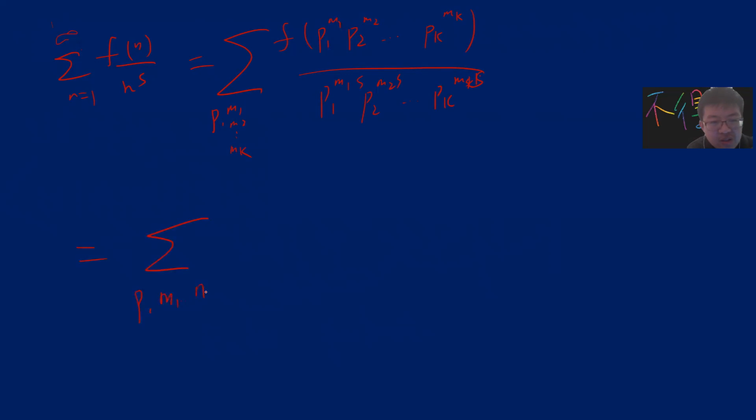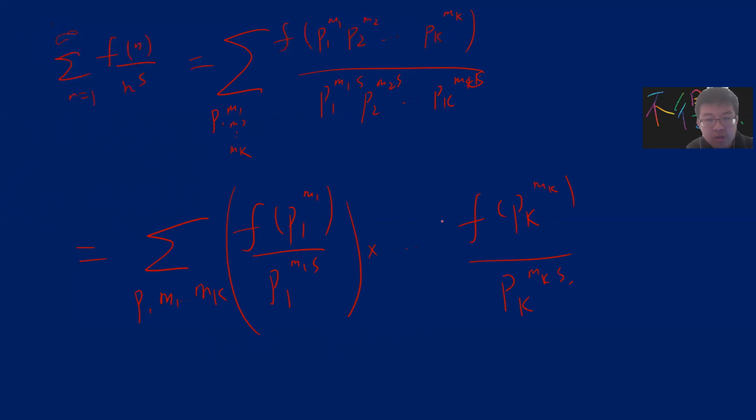If you do this, then you will find that it's separated, right? So it becomes a product. Okay, then you can separately sum into products, which is your sum over primes of f of p to the m divided by p to the ms. Okay, which is what we call the Euler product.